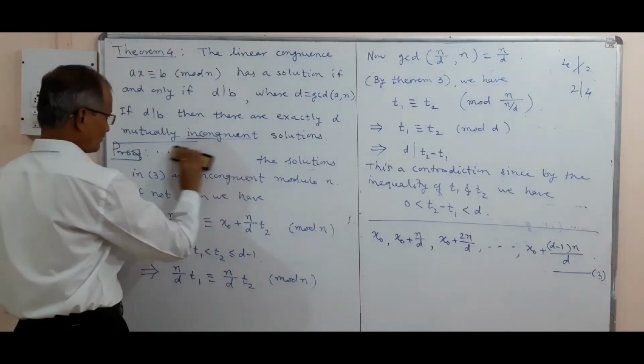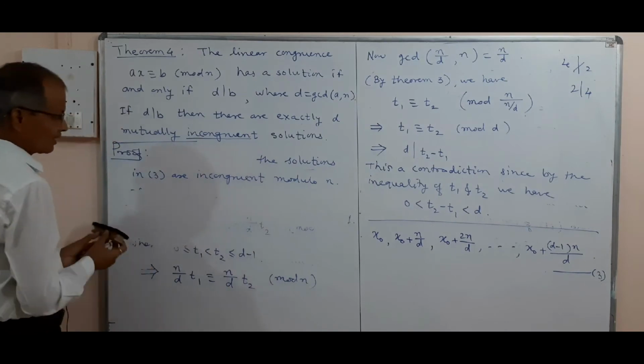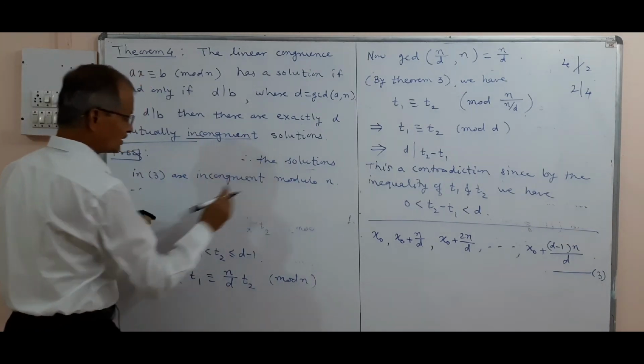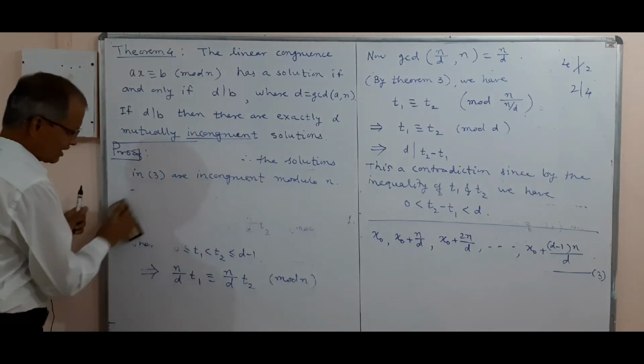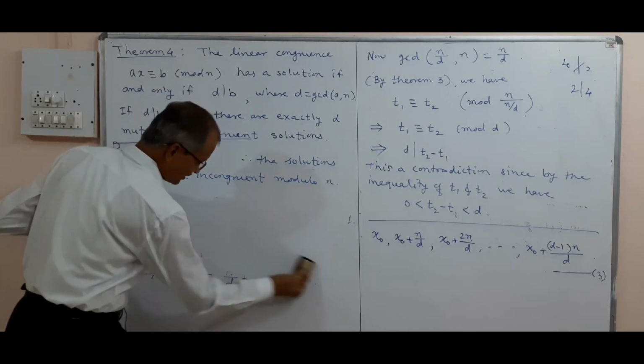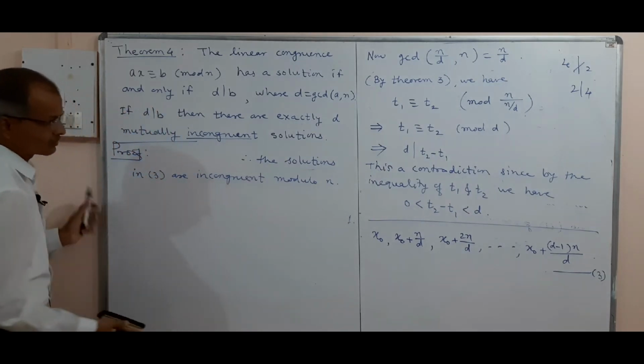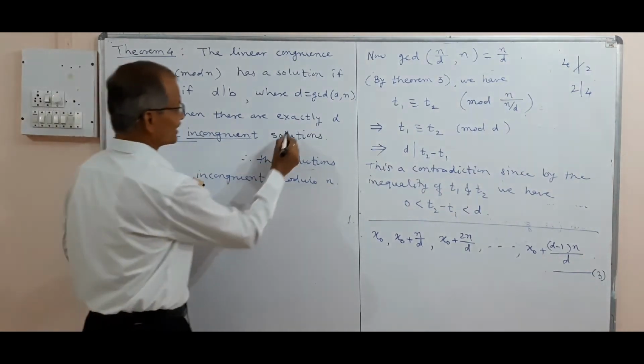Therefore, the solutions in 3 are incongruent modulo n. So thus we have proved they are mutually incongruent. Now the next thing is, these are the only mutually incongruent solutions. That is the word exactly.